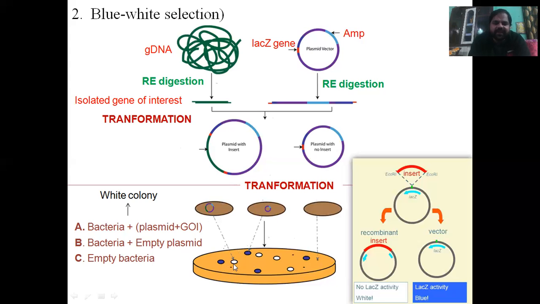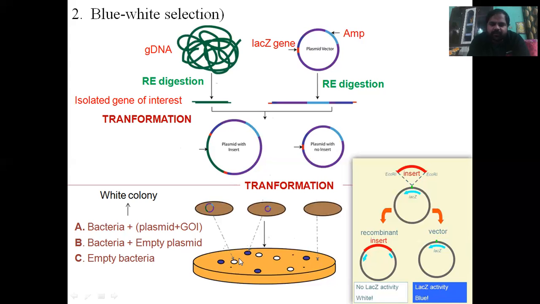So now we will select the white colony only. We can see what is going on here in this figure. This was our vector, and some of the vector is self-ligated and some of the vector will receive our gene of interest. So here, this is the plasmid with gene of interest and this is the empty plasmid. Now, since this LacZ gene is intact, it will produce beta galactosidase and it will react with X-gal and it will grow as a blue colony.